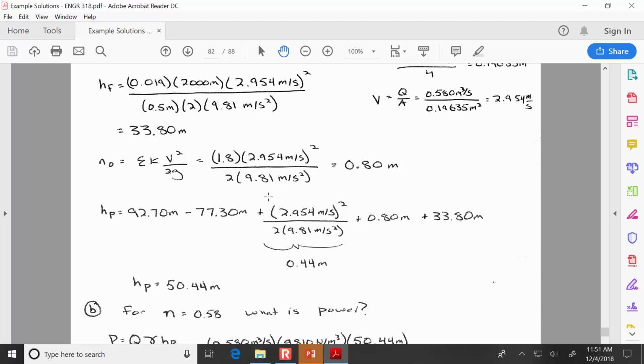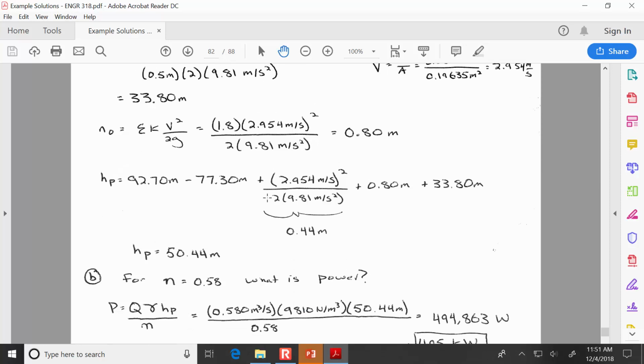So H sub P is 50.44 meters, and therefore we would divide by the efficiency factor in the power equation. And I got a good question about units. So let's remind ourselves how the power equation works. We've got cubic meters per second, and then with gamma we get newtons per meter cubed, and then with H sub P, we get meters. So we cancel out the cubic meters in the numerator and the denominator, so that leaves us with Newton meters per second. And of course, a Newton meter is a joule, so that's joules per second, and joule per second is watts. So what comes out of the power equation is watts. When you divide by the efficiency factor, the number of watts required is 494,863 watts. And then I round that off to 495 kilowatts.